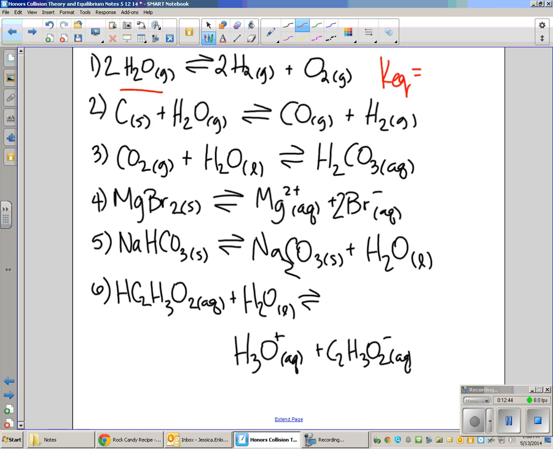For the next one, what do you see? It's kind of like a single replacement, but it's gas formation. It doesn't have a special type of name. So I'm just going to call that one KEQ as well. This one is what?